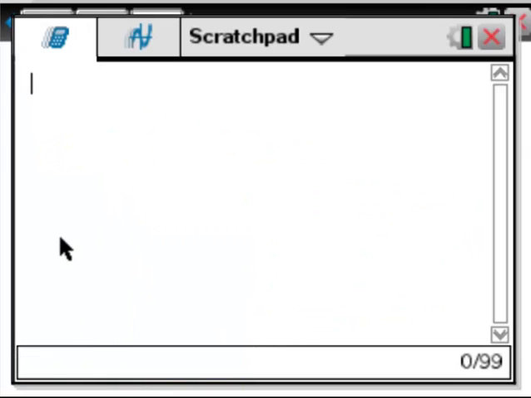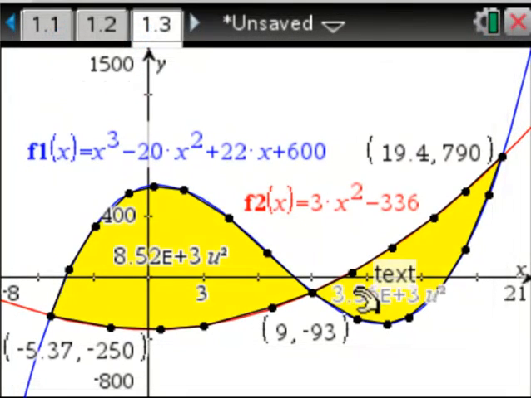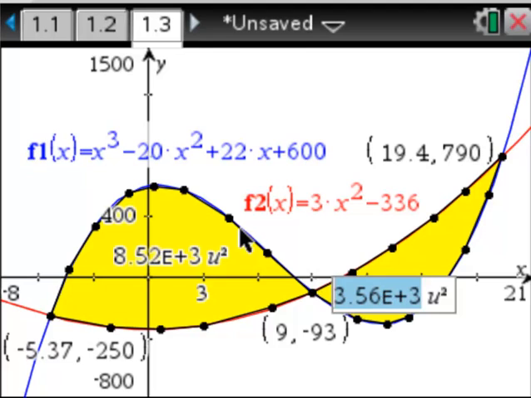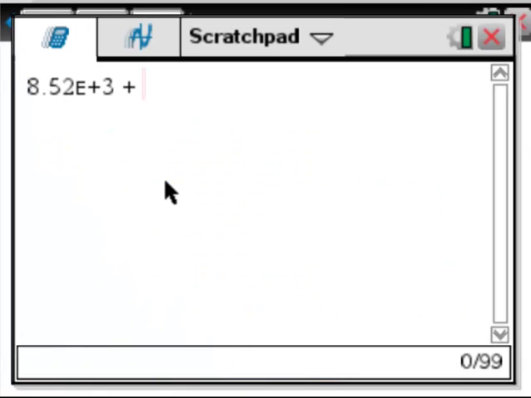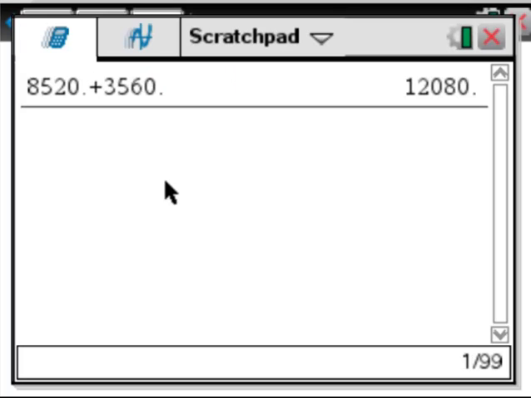and I'll go to a scratch pad and do a Control V to record that number, and then we'll do a plus, and go back and get this number. Okay, I push down the shift key and arrow over to select just the number part. I don't need the U squared right now. Then I can do a Control C, return to the scratch pad, Control V, and add those two together.